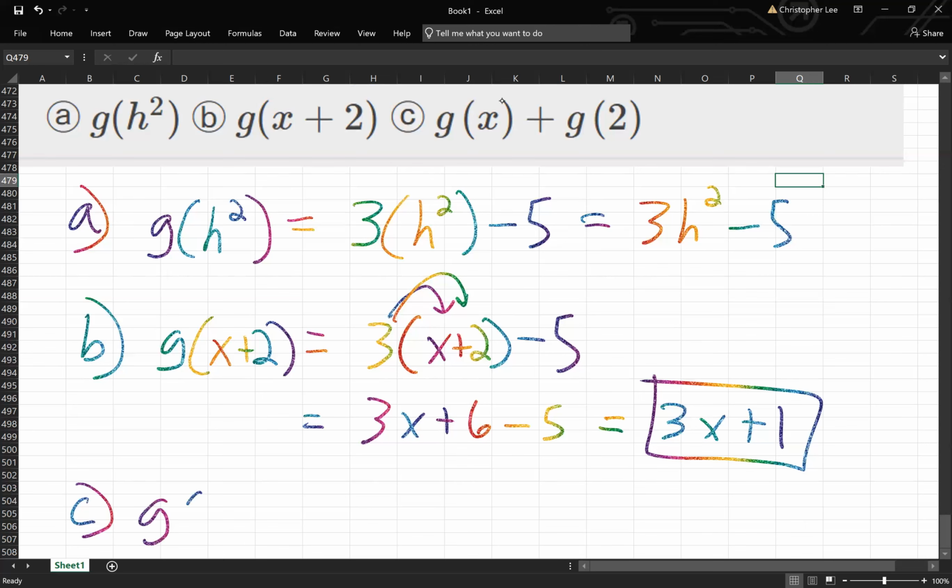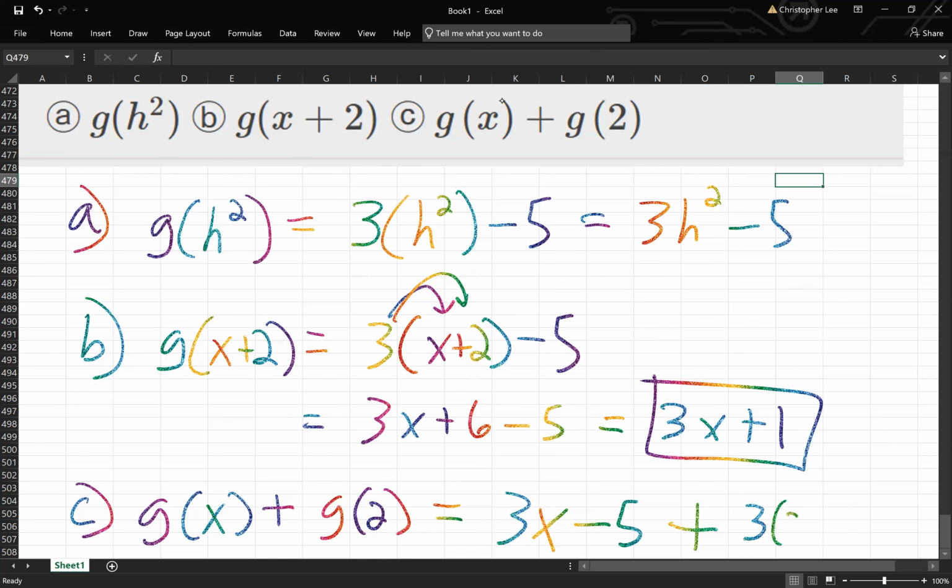C, they want g of x plus g of 2. They want two things here. They want g of x, plus they want g of 2. So we're going to do the g of x first. G of x is what again? It's 3x minus 5, plus, they got a plus sign in the middle. Then I'm going to do the g of 2. So what's the g of 2? G of 2 is just 3 times 2 minus 5. Questions on that?